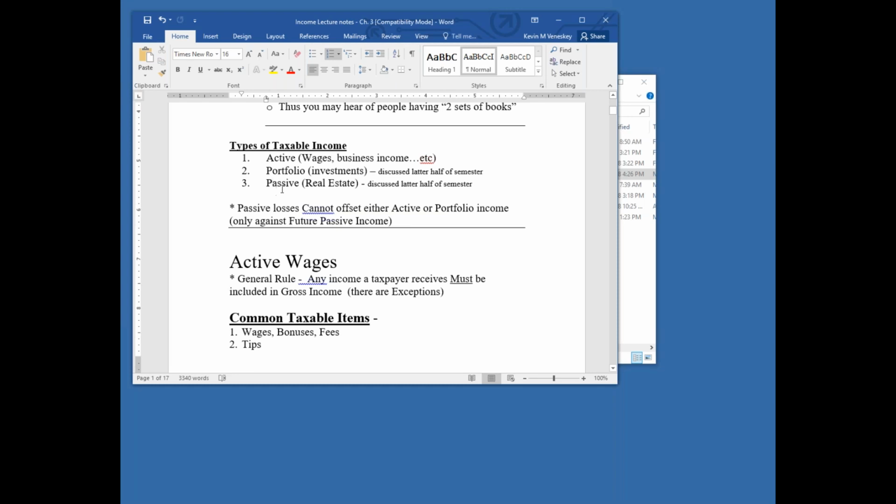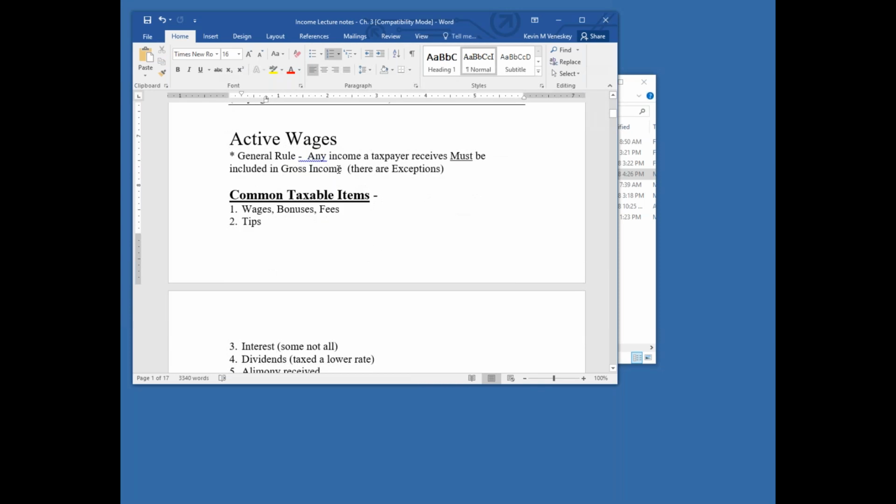There is one big exception for the real estate, and we'll get to that in the second half of the semester. But for right now, I just want you to know that there are three types of taxable income: your wages; your stock type income, if you have any dividends coming in, or interest from stocks, or capital gains from stocks, that's going to be here in number 2. And then number 3 is if you are a part owner of maybe a partnership, but you don't do any work in the partnership, you're just kind of an investor. The other main one is real estate, a passive type income. The main one we're going to look at a lot is the active wages.